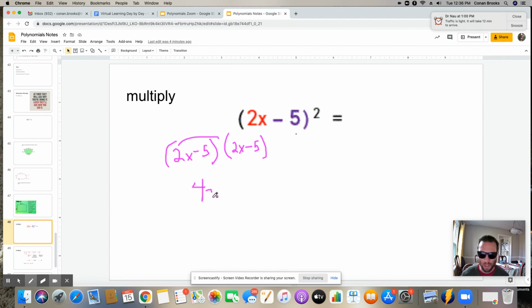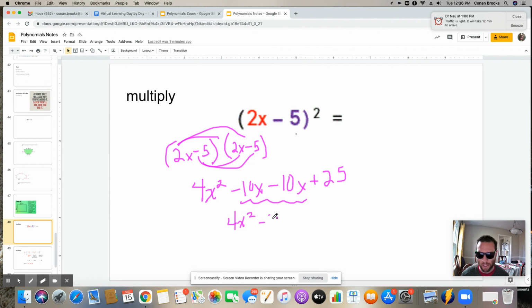So 2x times 2x is 4x squared. 2x times negative 5 is negative 10x. It repeats, negative 5 times 2x is negative 10x. And negative 5 times negative 5 is positive 25. Middle terms combine. 4x squared minus 20x plus 25 is the answer.